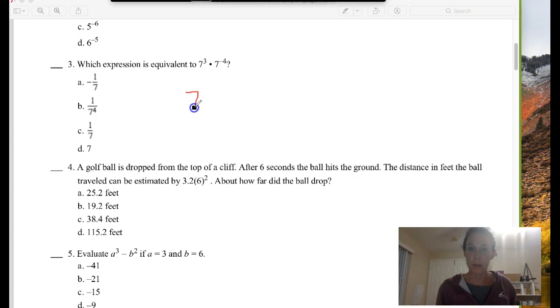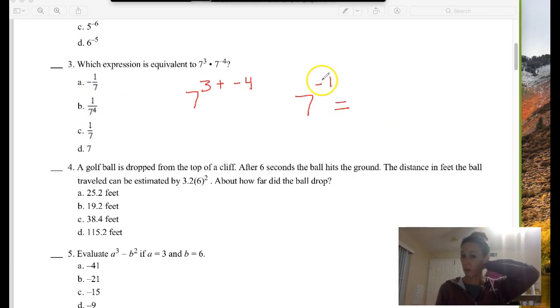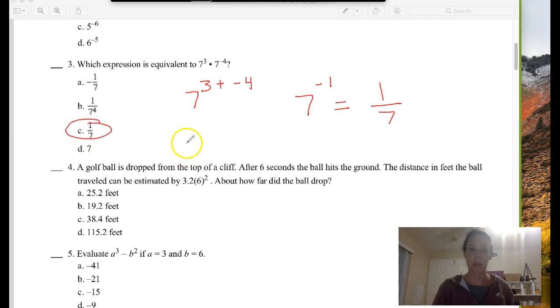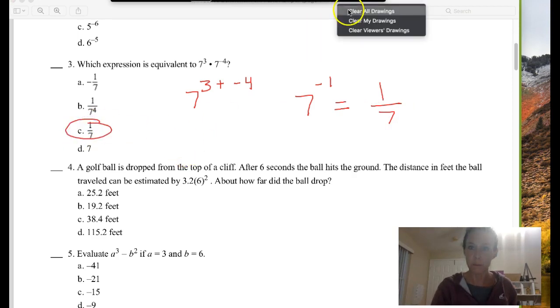So this will be 7 to the 3 plus negative 4. 3 plus negative 4 is the same as 3 minus 4, which makes this 7 to the negative first. Now this has a negative exponent and none of my solutions do, so I'm going to change this back to what it looks like when it's in fraction form. When I have a negative exponent, I put it on the denominator. This is 1 over 7, which would be C. All right, on to number 4.